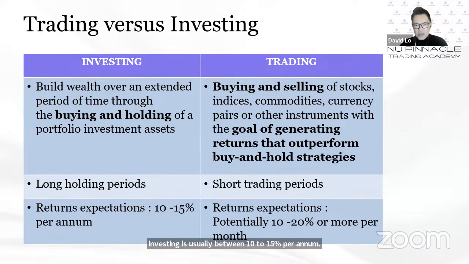As contrasted to trading. Trading is the buying and selling of stock indices, commodities, currency pairs, and other instruments with the goal of generating returns that outperform buy and hold. Buy and hold is very traditional: you buy and then you hold that asset for the long term. But traders try to do better. So their holding periods are shorter, and their return expectations could be not 10 to 20% per year, but 10 to 20% or more per month.